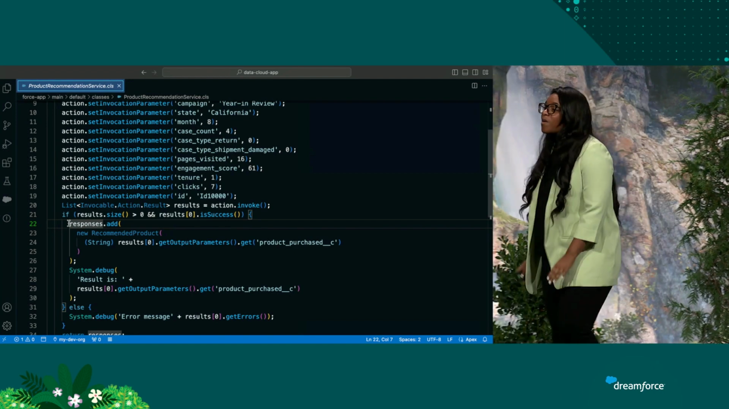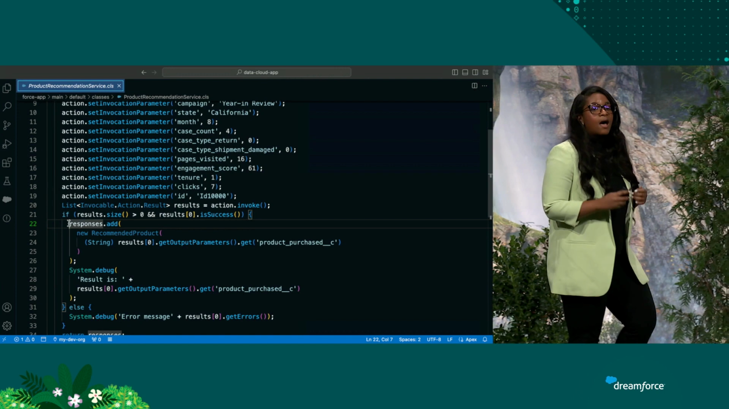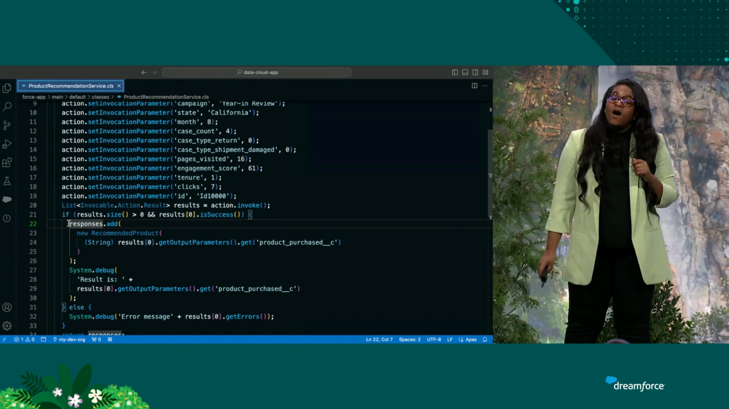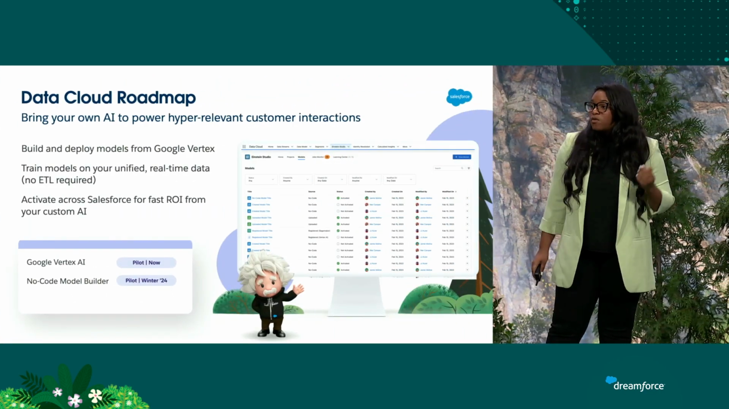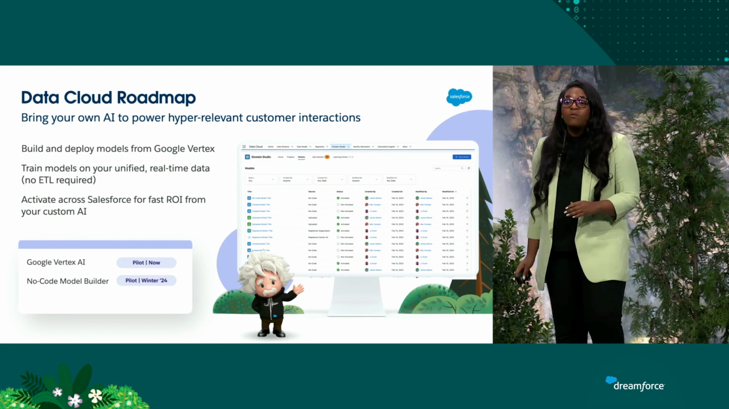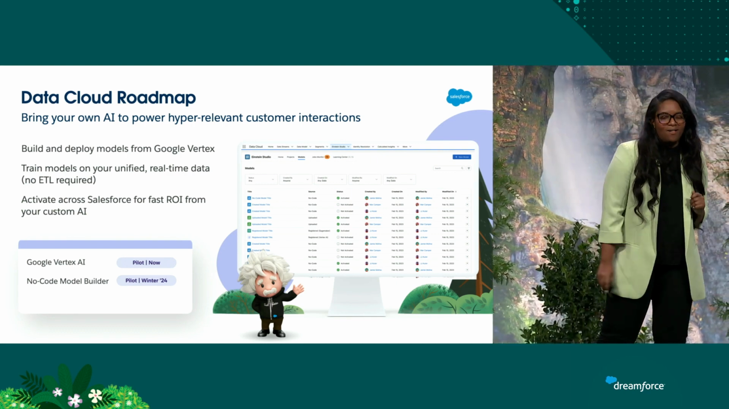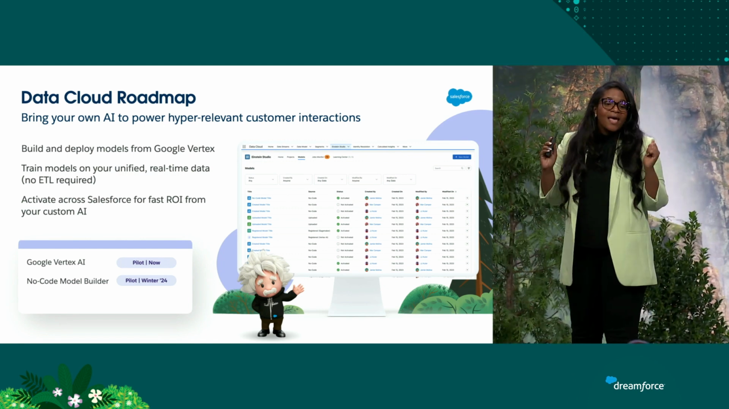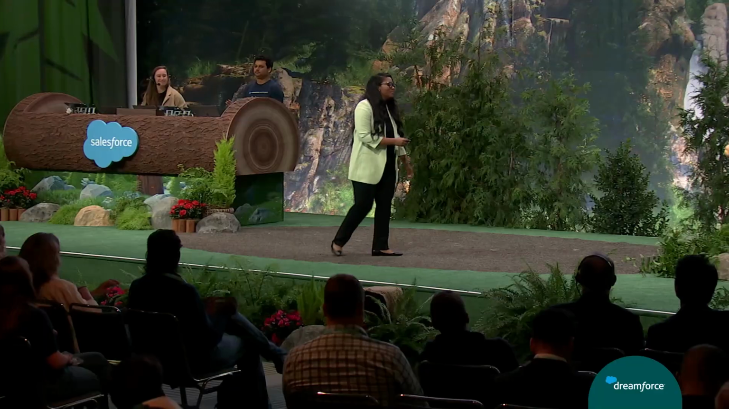And that's not all. We have a lot of new functionality that we're working on in our roadmap. Let's go back to our roadmap slide. So we also are working on the ability to bring your own model with Google Vertex. And we are working on a no-code, low-code model builder as well. And that is how you integrate Amazon SageMaker Studio and Einstein Studio with Data Cloud. Thank you so much. Back to you, Aditya.